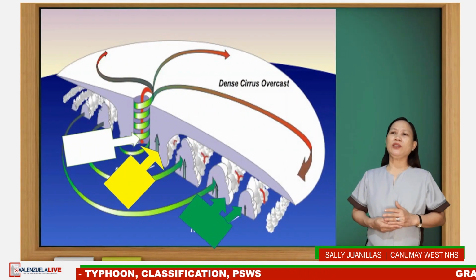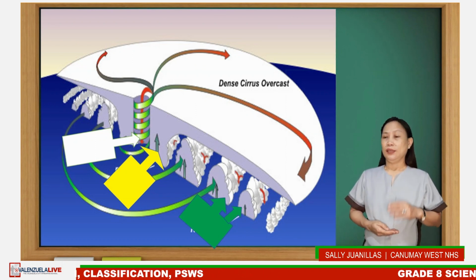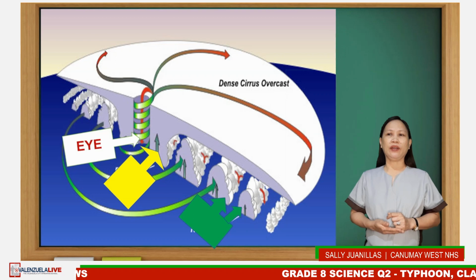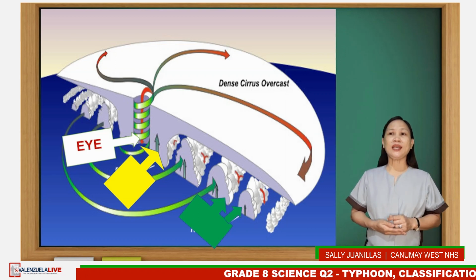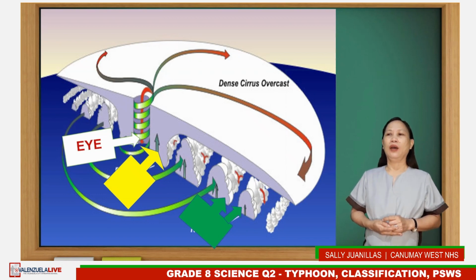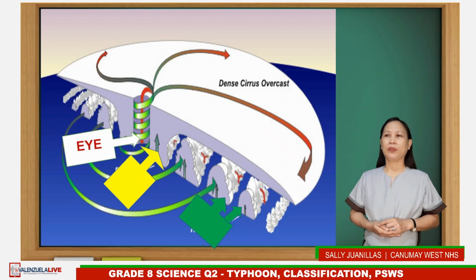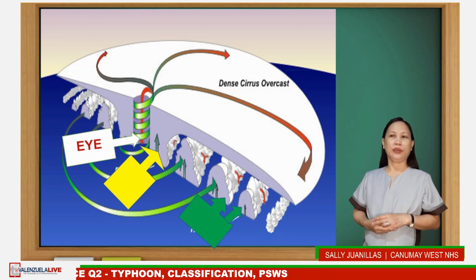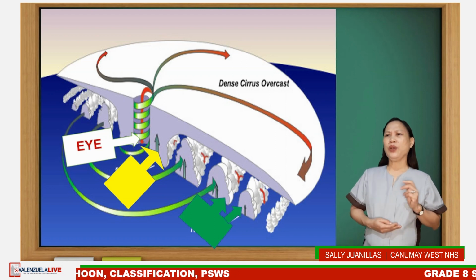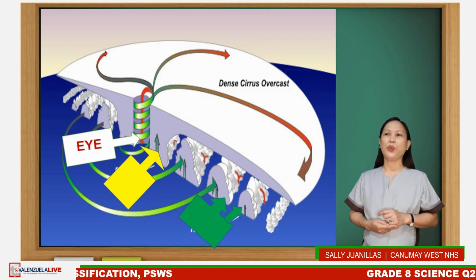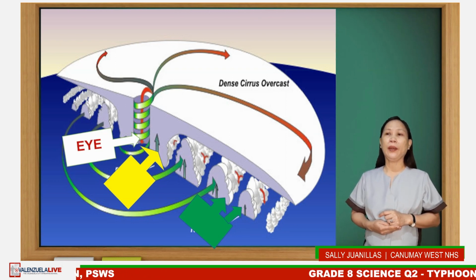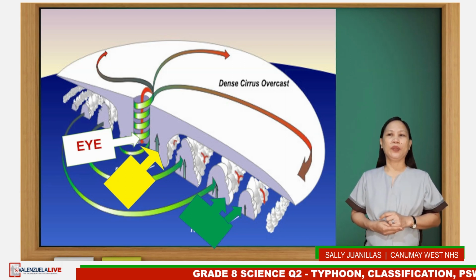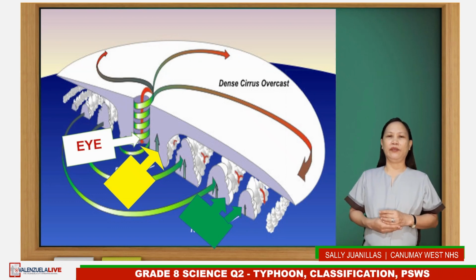Let's look at the eye part of this cross-section of a tropical cyclone. The eye is a relatively calm, generally clear area of sinking air and light winds that usually do not exceed 15 miles per hour or 24 kilometers per hour, and is typically 20 to 40 miles, or 32 to 64 kilometers, across. An eye will usually develop when the maximum sustained wind speed goes above 74 miles per hour or 119 kilometers per hour, and it is the calmest part of the storm.